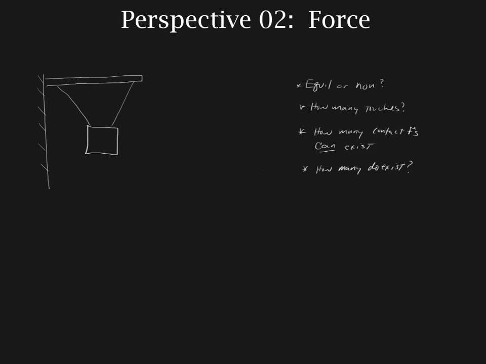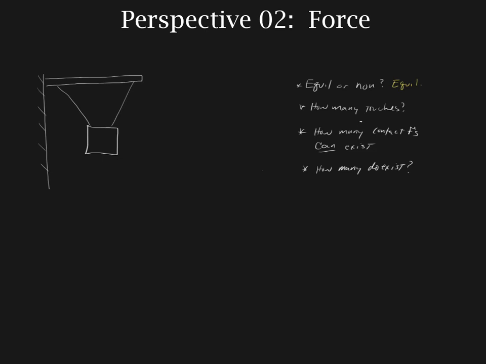Okay, welcome back. And the first thing we're going to do is answer these questions before we start to draw our FBD. The first thing we want to know is, is the sign in equilibrium or non-equilibrium? And this is going to be equilibrium. How do we know that it's equilibrium? Because it's not accelerating. It's not changing speed or direction.